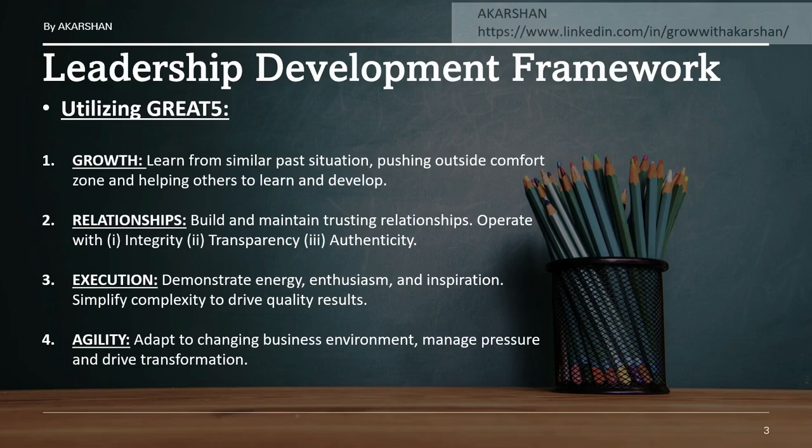Suppose there is a competition. If you are in PepsiCo, maybe Parle is your competition. So you need to figure out what they are doing and how you can supersede them, how you can exceed, and how you can win, how you are going to manage the pressure.